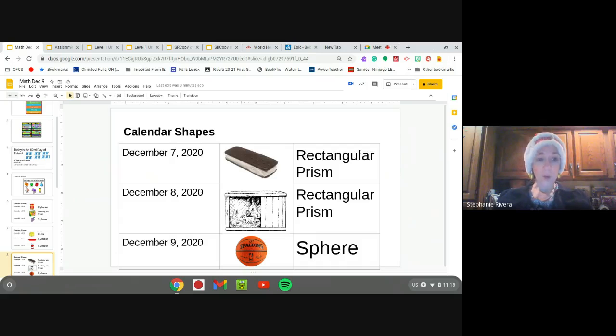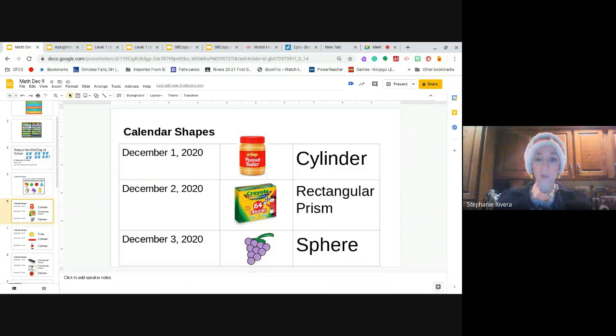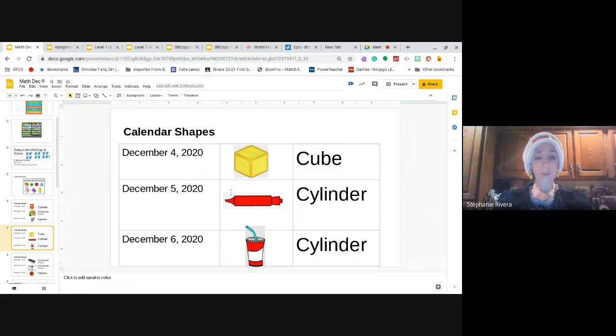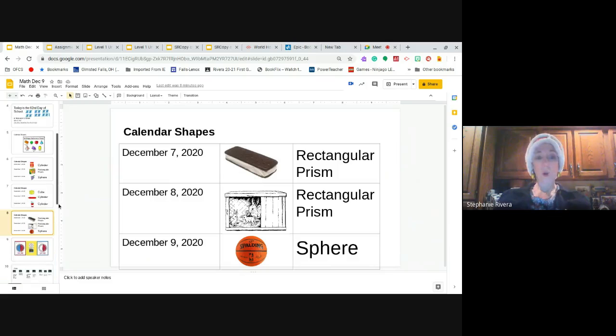Now, Blue Group noticed something about the calendar. We went cylinder, rectangular prism, sphere, cube. Then we went cylinder, cylinder, prism, prism. So now we have a sphere. I wonder what tomorrow will be. We think it's a growing pattern.